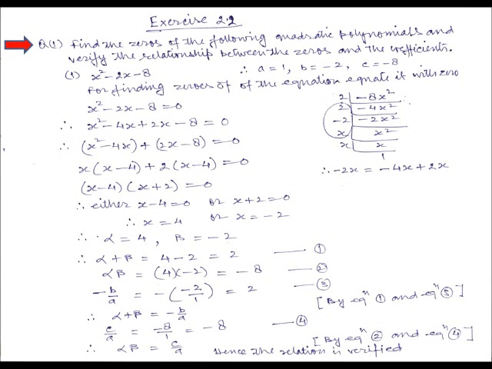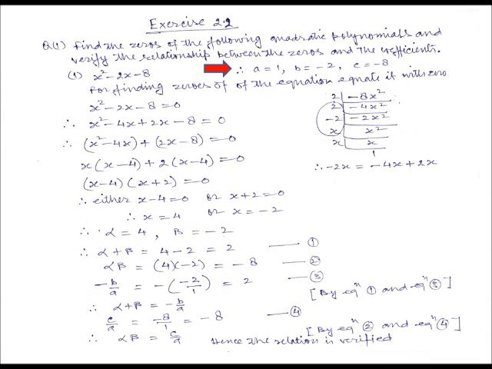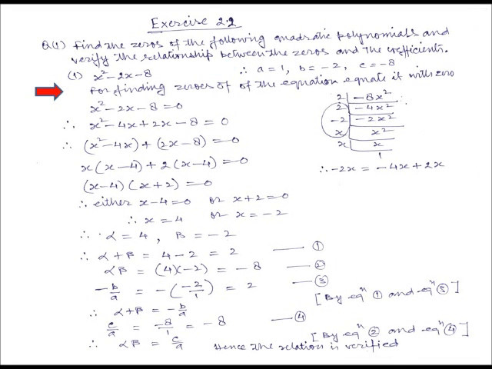Find the zeros of the following quadratic polynomials and verify the relationship between the zeros and the coefficients. The equation is x square minus 2x minus 8. Therefore, a is equal to 1, b is equal to minus 2 and c is equal to minus 8. For finding zeros of the equation, equate with 0. Therefore, x square minus 2x minus 8 is equal to 0.